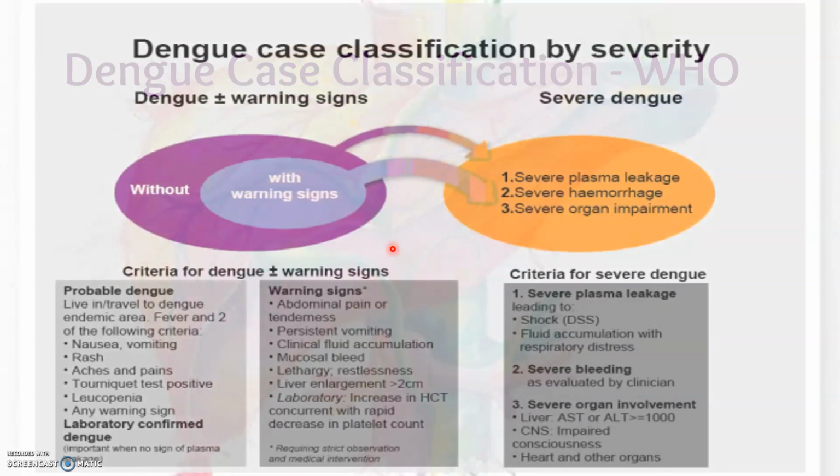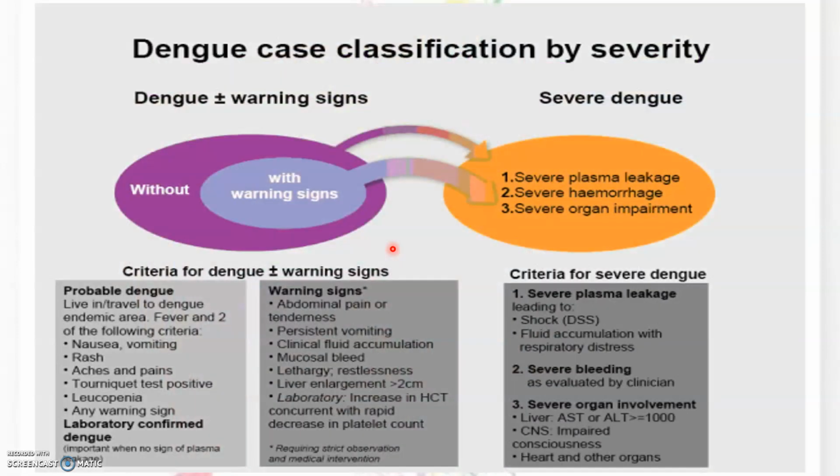Along the same lines, we also need to understand the classification of dengue by severity according to the WHO. This slide shows us the main differences, and we now talk about dengue with and without warning signs and severe dengue.